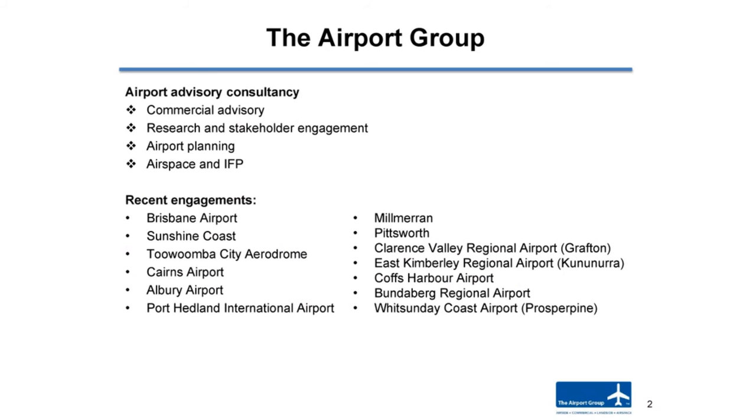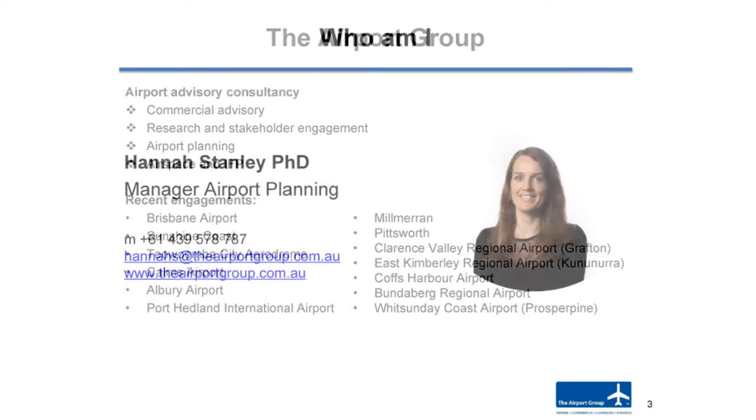So just briefly to give everyone an idea of who we are at the Airport Group, if you're not aware, we operate under 4 key pillars, which you can see here: commercial advisory, research and stakeholder engagement, airport planning, and airspace and instrument flight procedures. We've been engaged recently across a range of projects, including ALAs all the way up to Brisbane Airport's master plan.